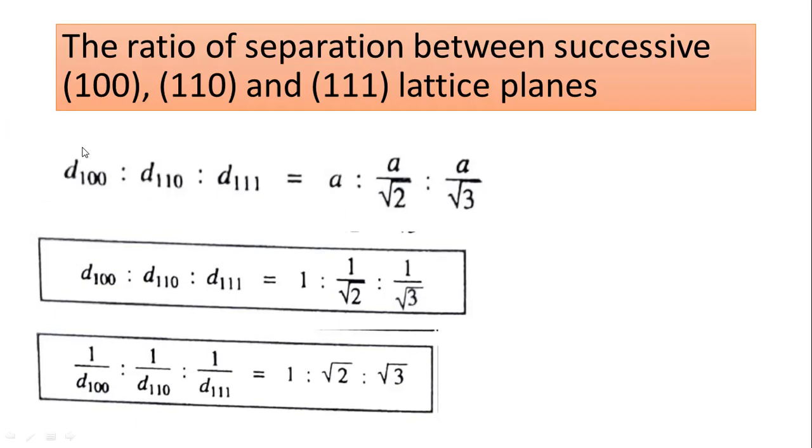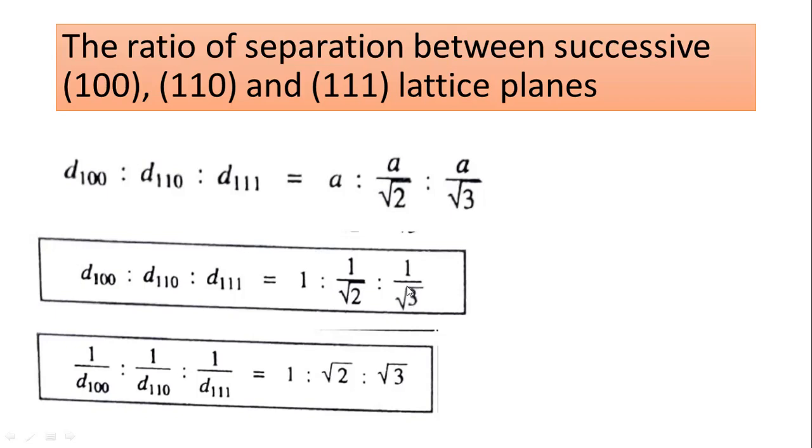So the value for d100 is a, d110 is a by root 2, and d111 is a by root 3. So for the ratio, if you take the value of a as 1 as an example, what would be the ratio? This would be 1, this one would be 1 over root 2, and this would be 1 over root 3.